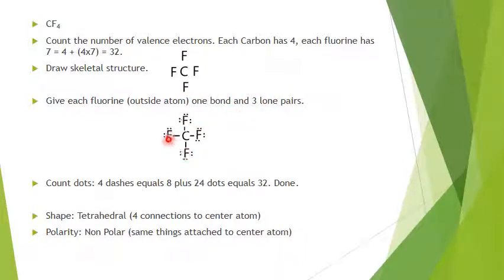So right now count everything up. There's 4 dashes, each one is 2, so that's 2, 4, 6, 8, and then there are 6 around each of the fluorines. So it's 6, 12, 18, 24. Plus 8, we have 32 altogether, which is the same as the number of valence electrons. Check it off, you're done. What's the shape? Tetrahedral. It's 4 things attached to the center, and it's nonpolar because it has the same things attached to the center atom.